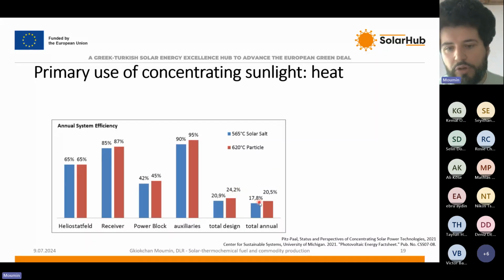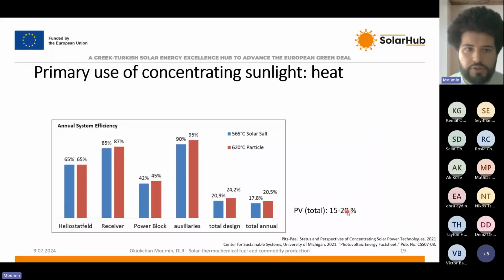And for the total annual operation, this drops a bit because we have to deal with transients, with clouds and everything. And the total annual efficiency of a CSP plant is then around 18 to 20.5%, which is comparable with PV. So PV for total annual also shows values of 15 to 20% maybe.